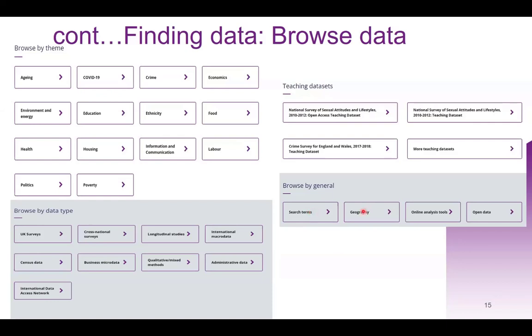You can also click on geography, and clicking on this will help you find specific geographic data, such as administrative, electoral, or boundary data. You can also use our online analysis tool, which will help you explore the data held in our collection. And you can also use the open data, which is data that my colleague will talk about the access level for this particular data.